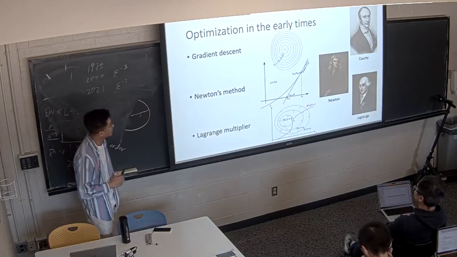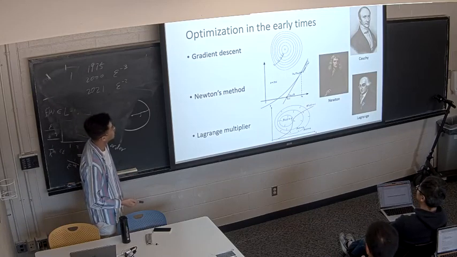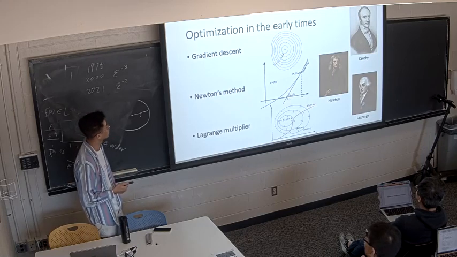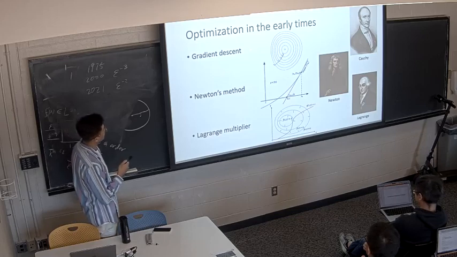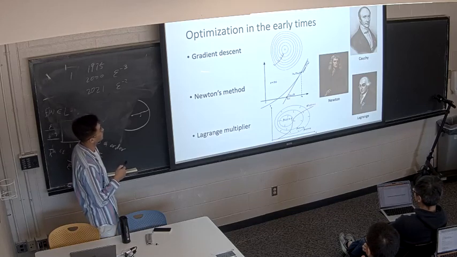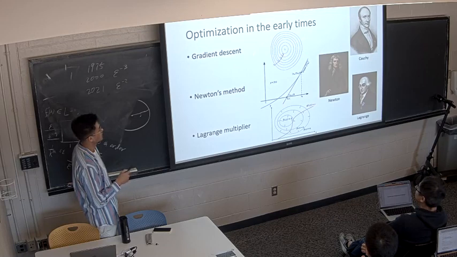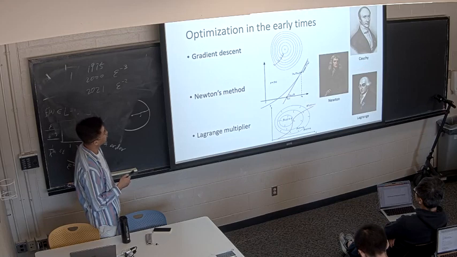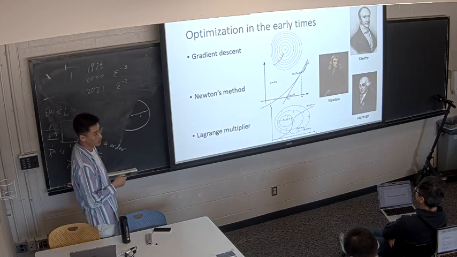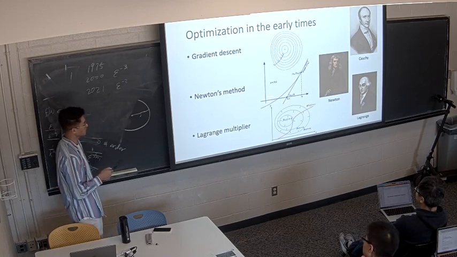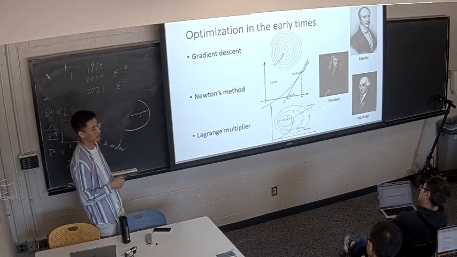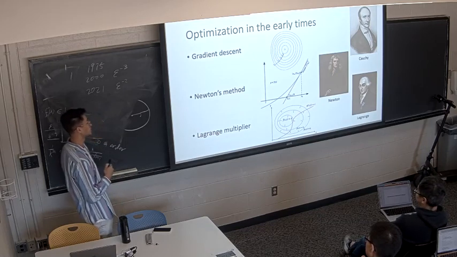In the early age, before the 20th century, people did have certain optimization algorithms, even though we did not have a lot. For example, gradient descent was developed by Cauchy back in the 18th century, and Newton's method has been known for a long time, because Newton developed this method for solving nonlinear equations. And this can also be used to solve optimization. Lagrange multiplier was developed to solve constrained optimization by dualizing the constraint.